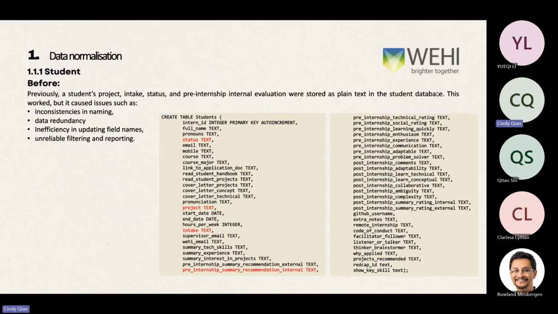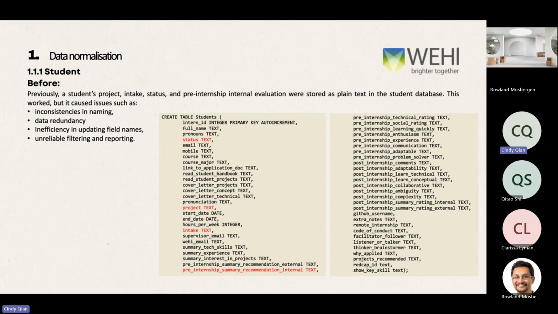So starting off with data normalization, before our changes, everything was stored as plain text, which caused many inconsistencies at the base level of the system. This inefficiency in updating field names and unreliable filtering and reporting would only compound over time if interns were to work on the project, adding new features without normalizing the data first. So you can see in our screenshots here, they all used to be just text.